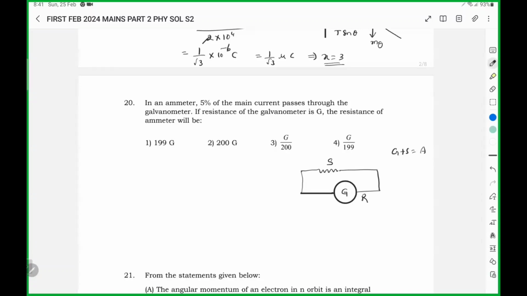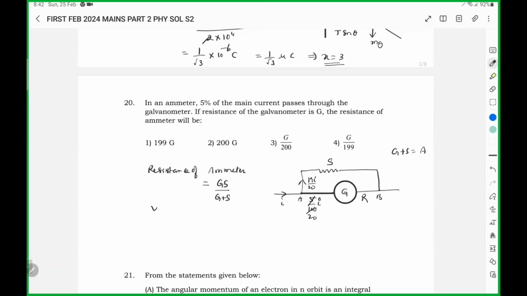The galvanometer has a resistance R. So the resistance of the ammeter will be, they are in parallel, GS by G plus S. So now he has given all numerical values. What he said, in an ammeter 5% of main current passes through the galvanometer, say, let us say I current. 5% of the current is passing through this, and the remaining 99 by 20 of the current passes through the shunt.